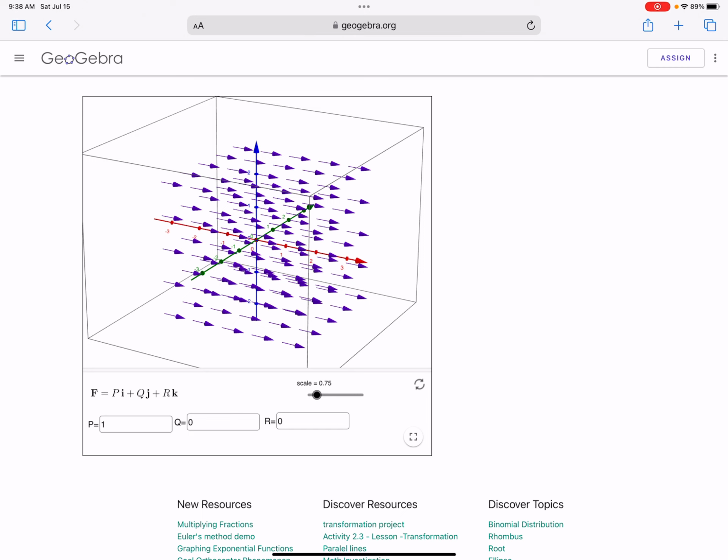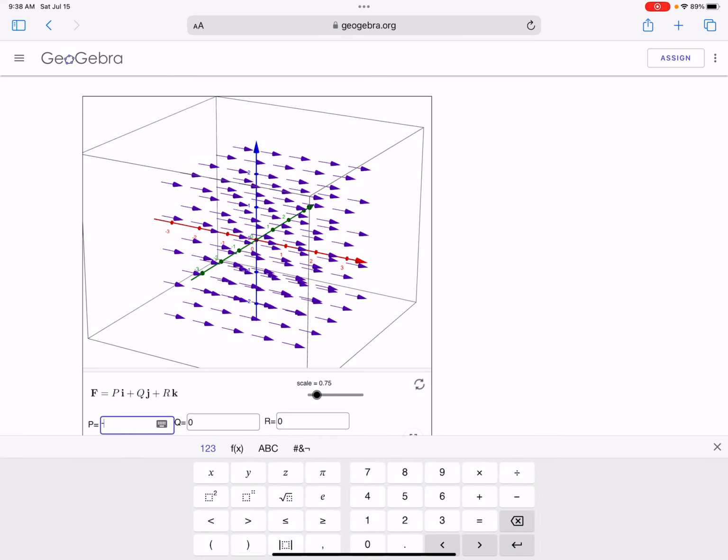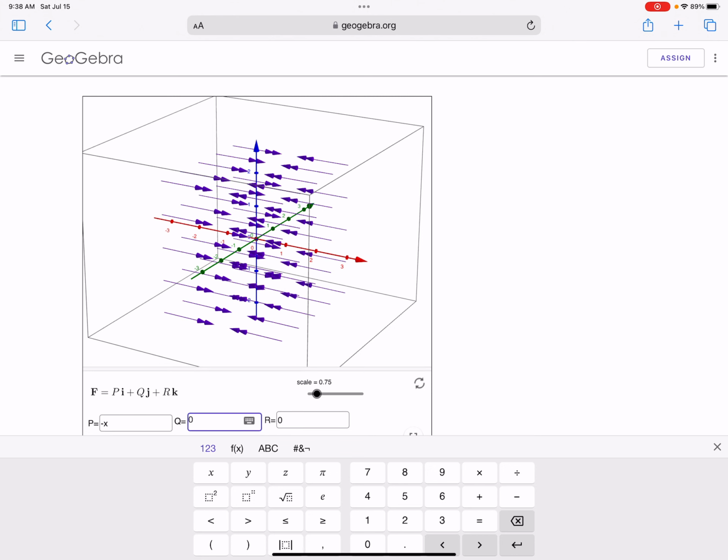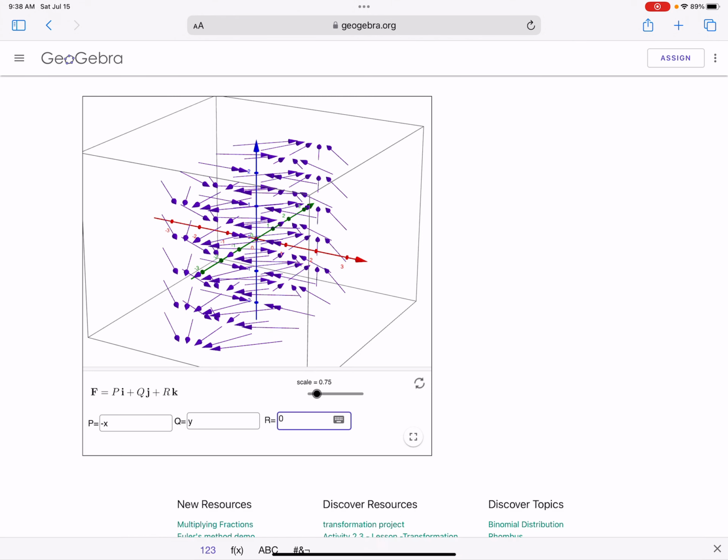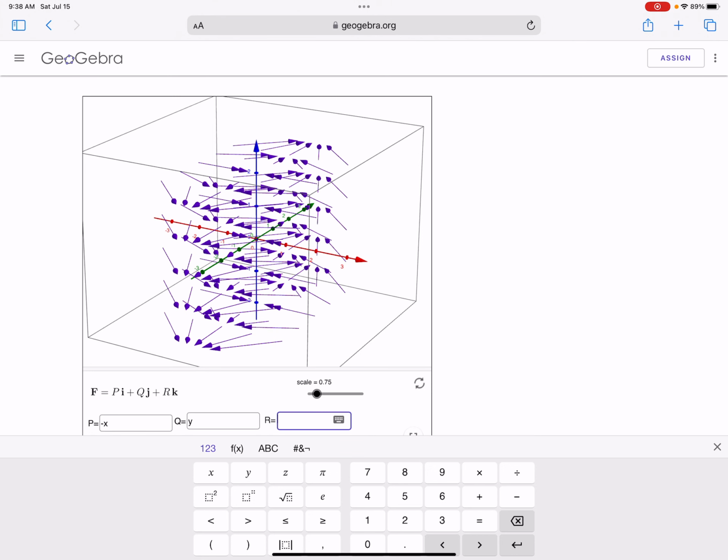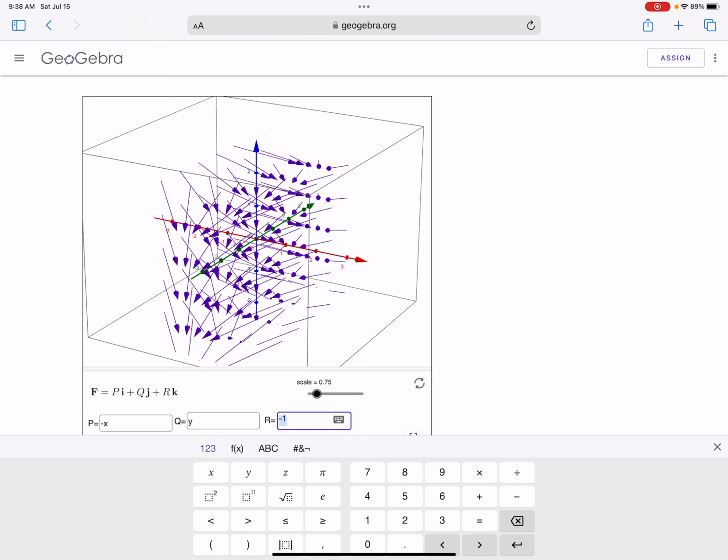They gave me the form there. This was a negative x. This thing was a y. And then the last thing is a negative 1. It was a negative 1k. All right, so push enter. And there's my vector field.